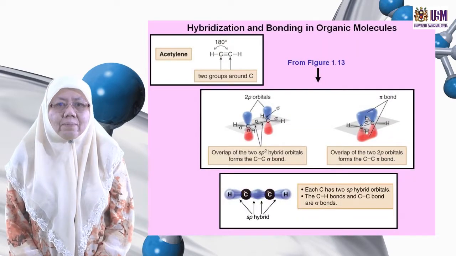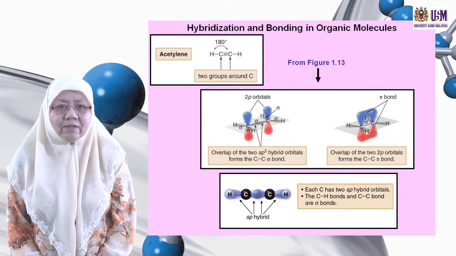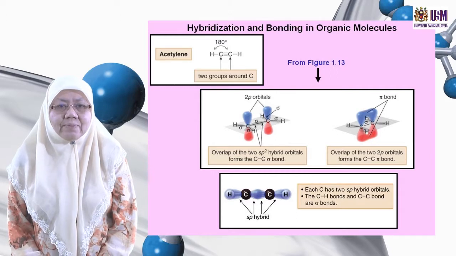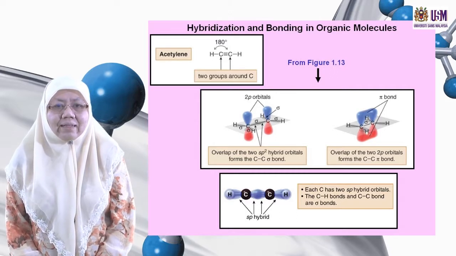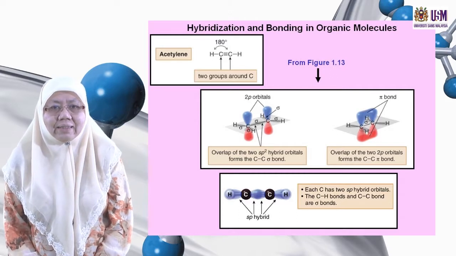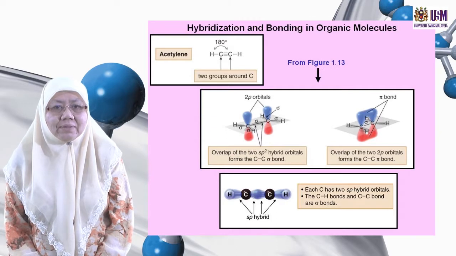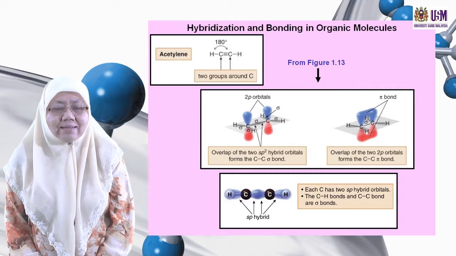Then let us compare now between ethylene and acetylene. When we look at figure 1.13 from before, the ethylene is formed from the overlap of two sp2 hybrid orbitals forming the carbon-carbon sigma bond. And there is overlap of two 2p orbitals to form the carbon-carbon pi bond. But in acetylene, each carbon atom has two sp hybrid orbitals. The carbon-hydrogen bonds and the carbon-carbon bond are sigma bonds.